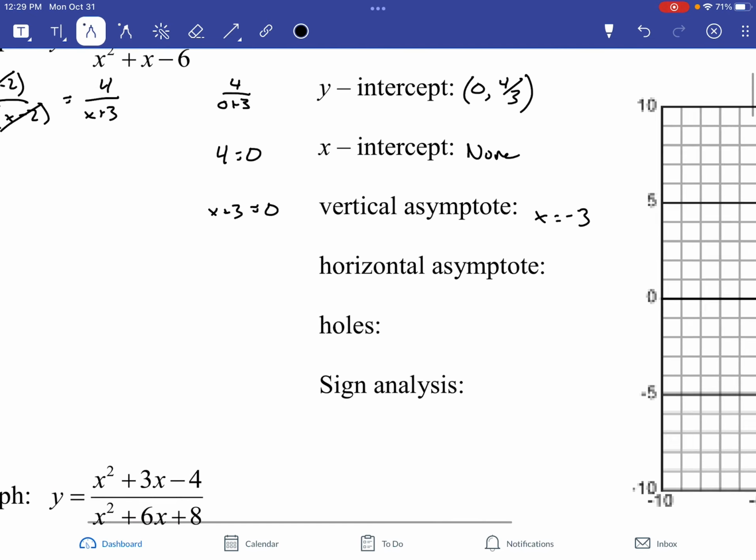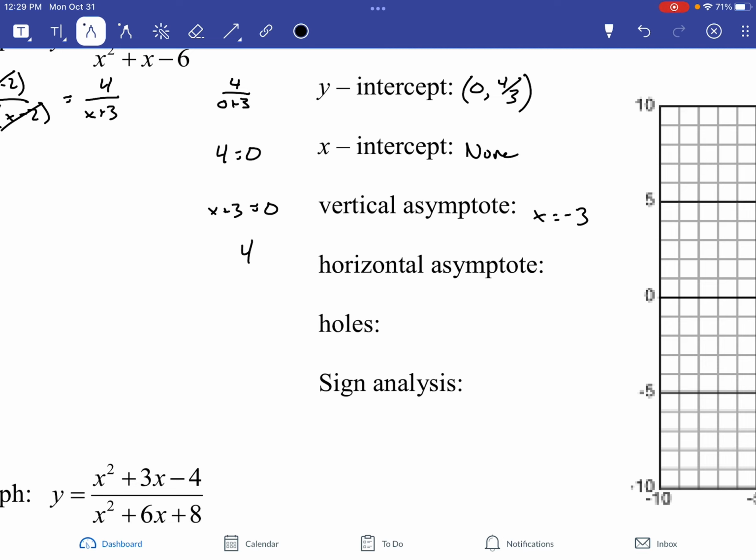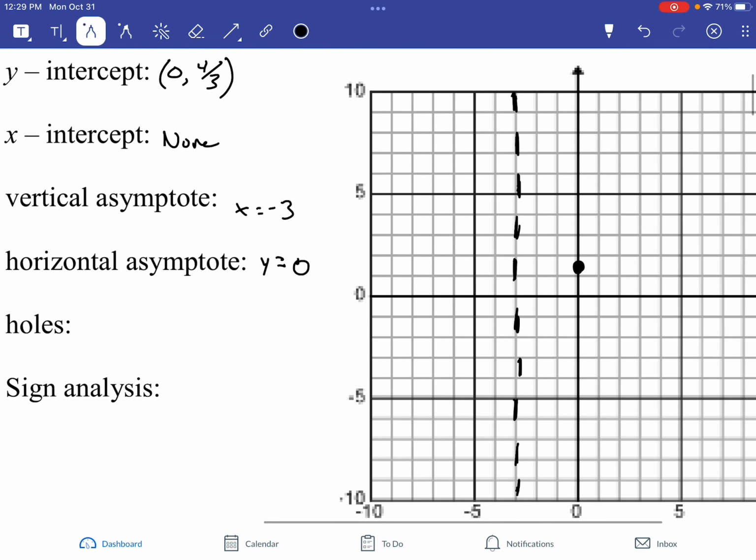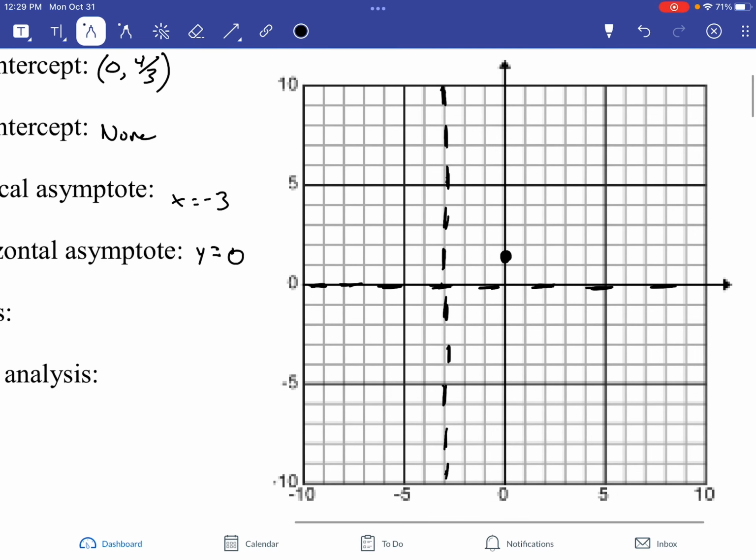For our horizontal asymptote, we have the leading terms of our fraction. So we have 4 over x. Remember, you're putting a really big number in for x, and 4 divided by a really big number is something close to 0. So it's going to be y equals 0 is our horizontal. This makes sense when we think of the fact that we don't have an x-intercept. It's because we have a horizontal asymptote at 0 on the x-axis. So our dashed line goes there.